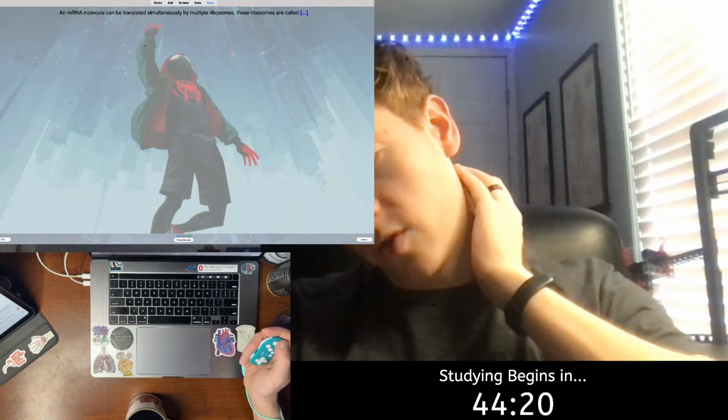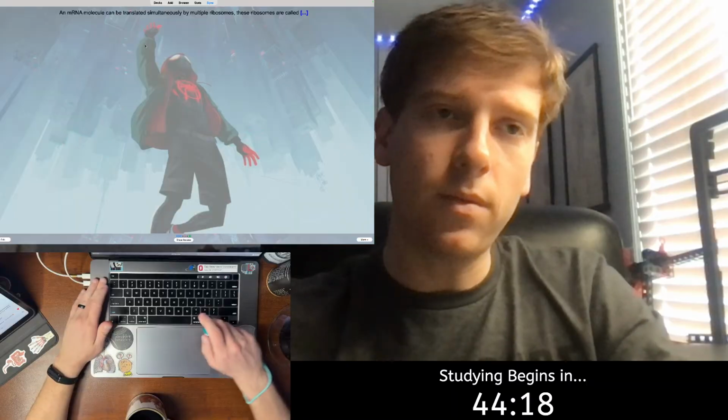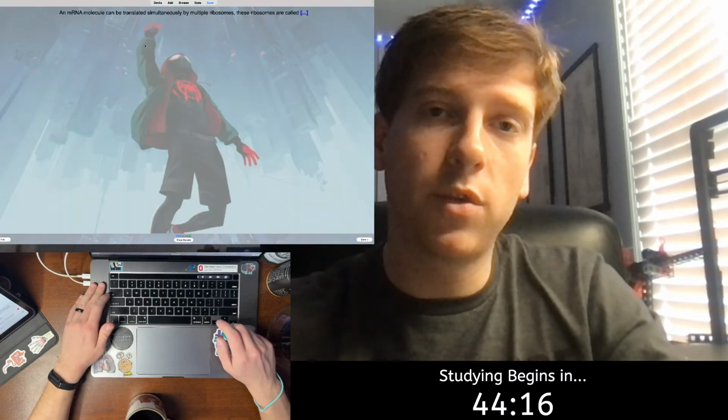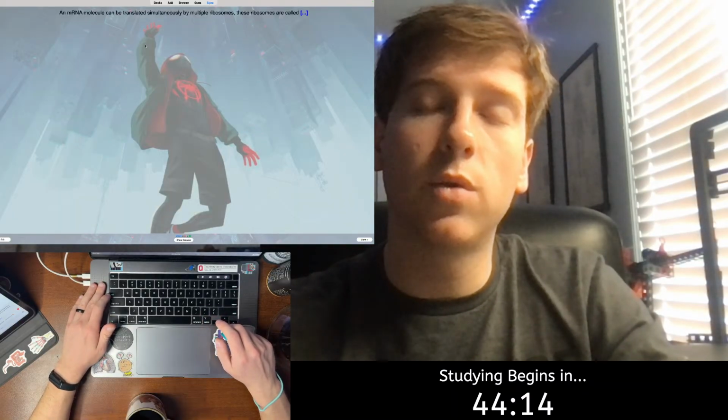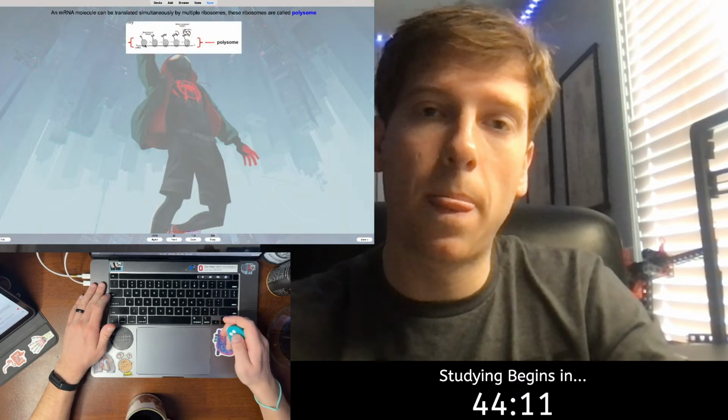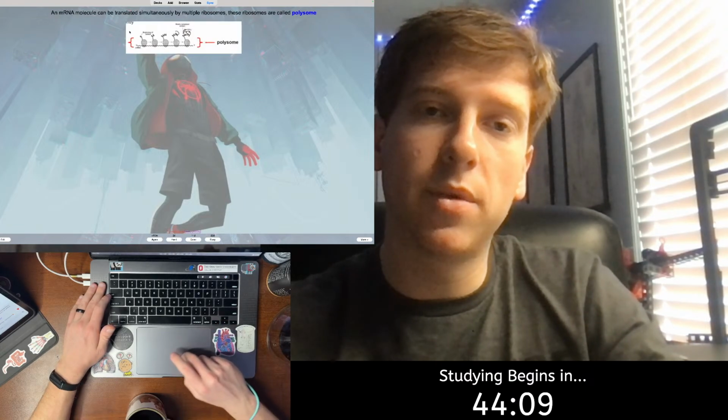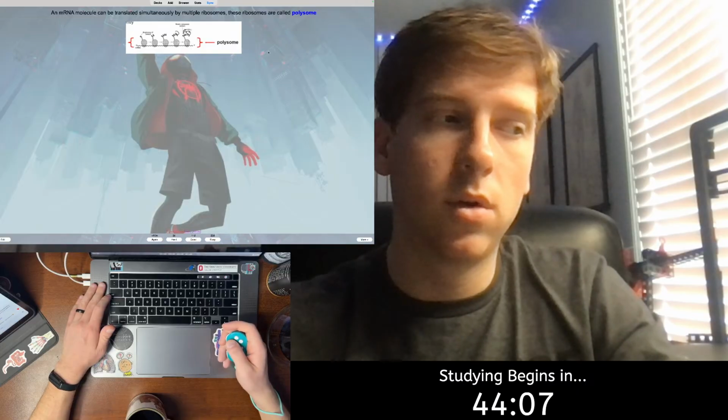And like I said, the histones are the things that compact the chromatin. An mRNA molecule can be translated simultaneously by multiple ribosomes. These ribosomes are called polysomes. As you can see, they got all the ribosomes here. Okay.